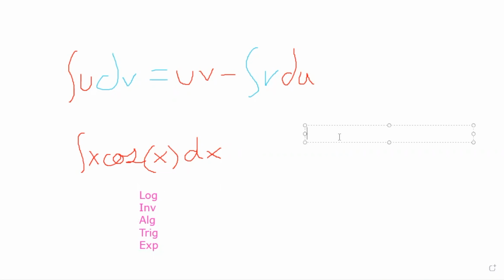So let's see which should be u. It looks like algebra comes first here, so we're going to pick x to be our u. That means our du is going to be 1. Likewise, our dv, the second part of our integral, is going to be the cosine of x. That means our v is going to be the sine of x.